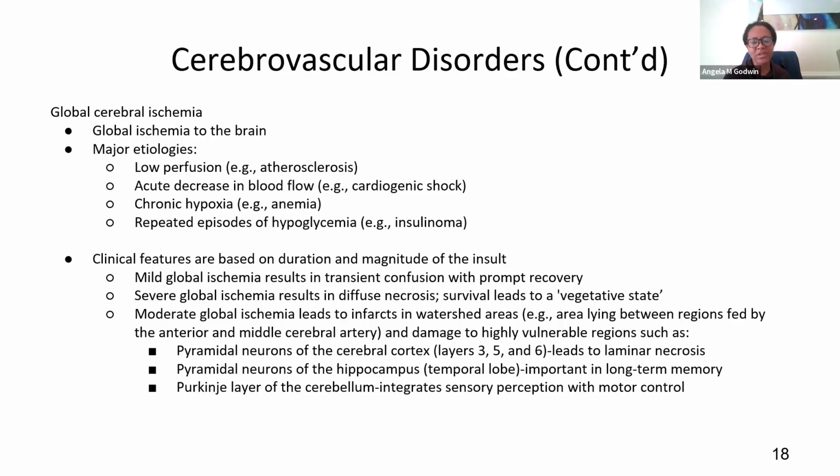Yeah, so it leads to hypoglycemia. So that's just an example of how that can happen. Okay. Clinical features, again, leading to reasons for cerebral ischemia.